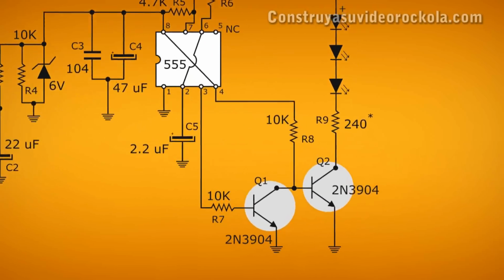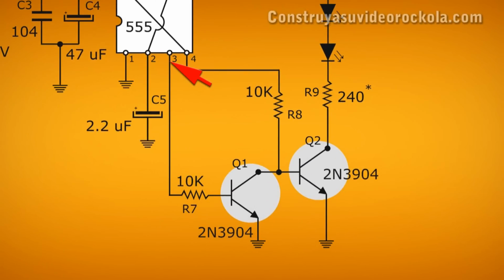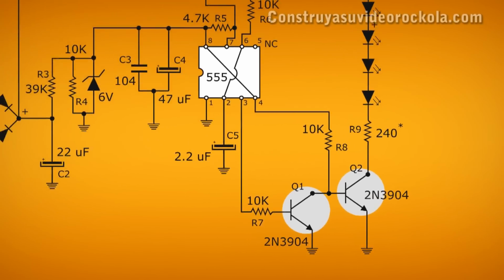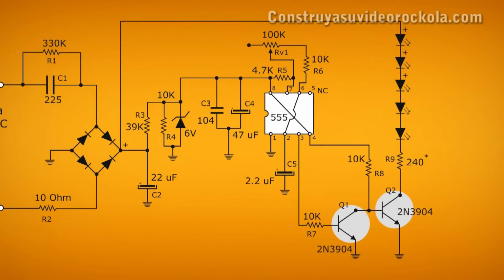Let's light up. The signal delivered by the 555 at pin 3 goes through a 10K resistor to the base of the 2N3904 transistor. The emitter of this goes to ground and the collector receives the voltage via a 10K resistor and is connected to the base of another transistor. The collector of the other 2N3904 is in series with the LEDs, which are powered from the positive of the diode bridge before the Zener diode limiting resistor.